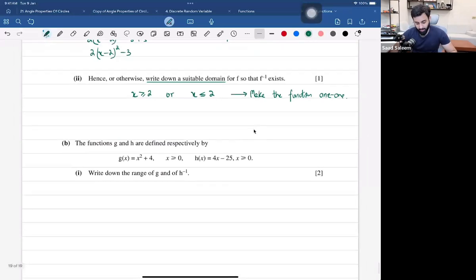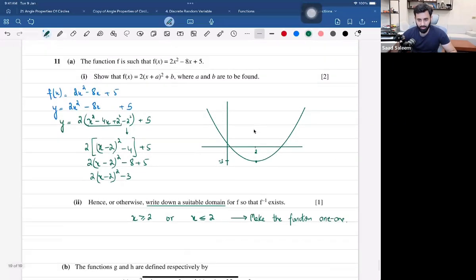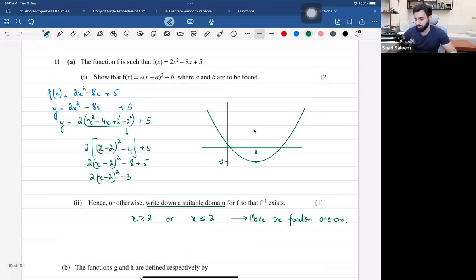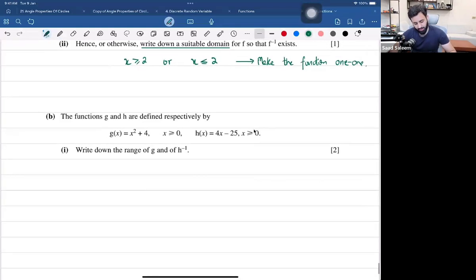The functions, any questions as far as part 1 and part 2 are concerned? Please let me know now. Okay, so I'm judging by the silence, no questions. The functions g and h are defined respectively by so-and-so. Write down the range of g. So how will I find out the range of g?